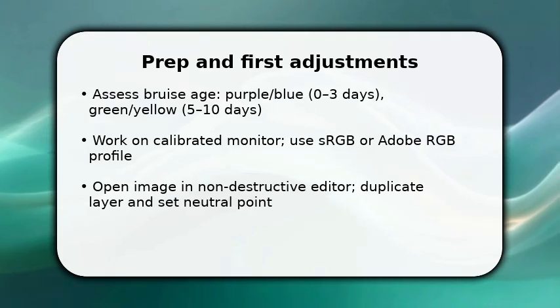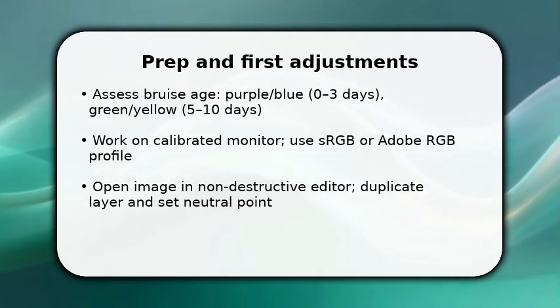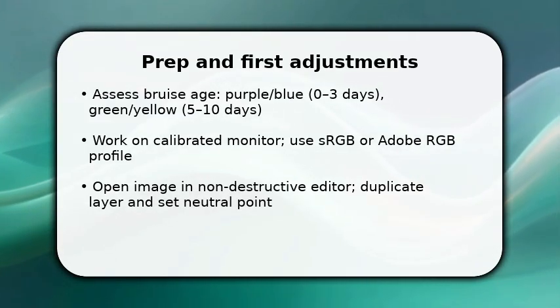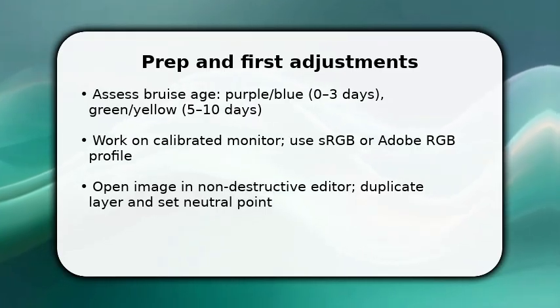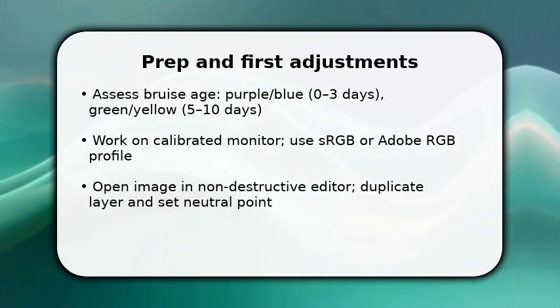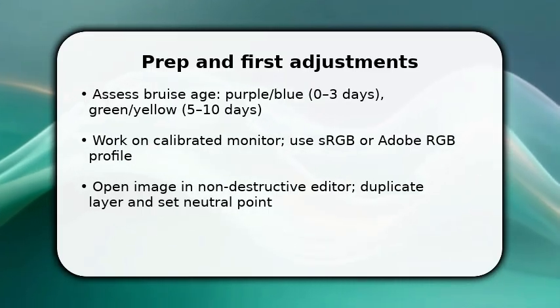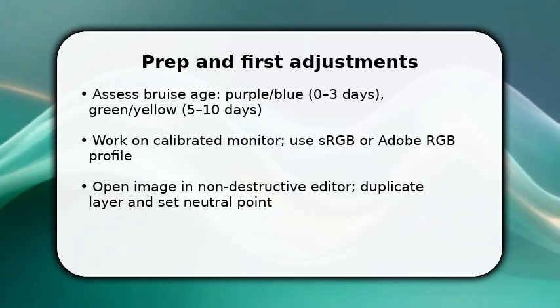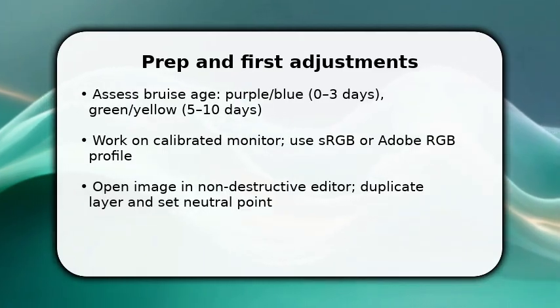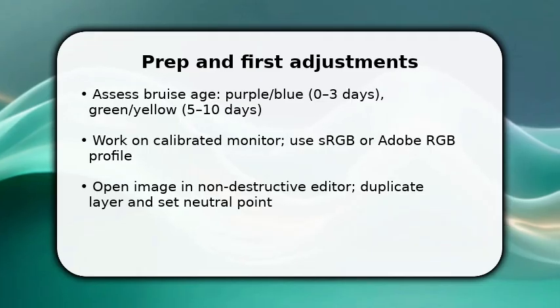Enjoy the video. You begin by identifying the bruise stage because color and undertone dictate correction choices. Once done, convert to a working color space and duplicate your layer to preserve the original. Next, use a neutral point or gray sampler near skin to remove color cast. This gives you an accurate baseline.